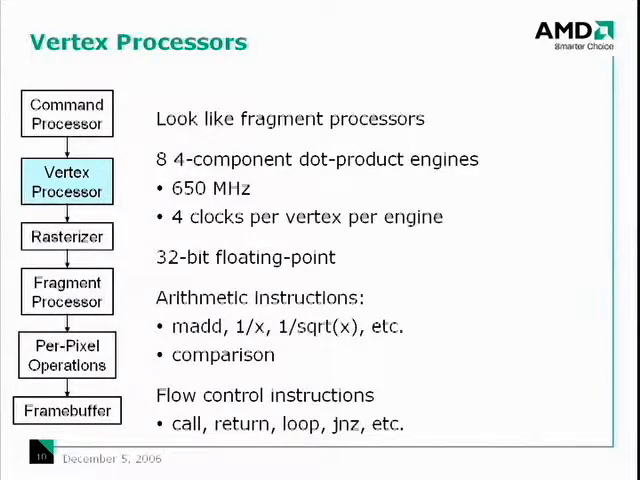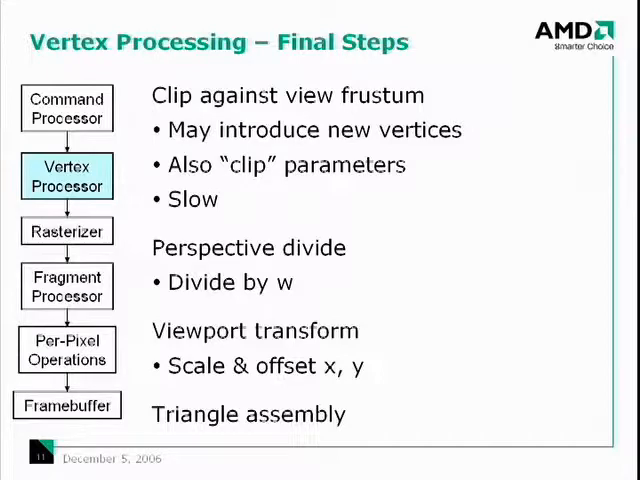You can do comparisons or set on less than, those sorts of things. And then you can use those comparisons in flow control instructions. So you can do both calls and returns and looping and so forth, but you can also make them conditional. Okay. Then once you're done processing the vertices, there's some final steps that have to happen.